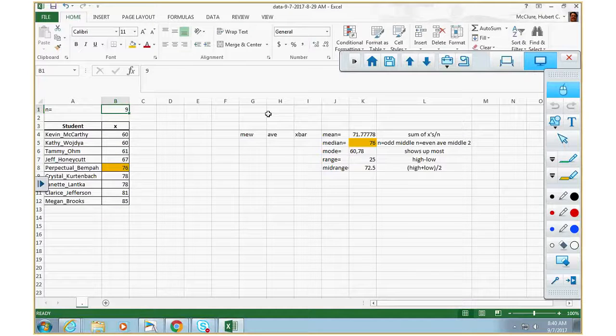Now, the reason I go over that is because when we do standard deviation formulas, you're going to have N. And some people blank out and don't know what N is. Well, N is the number of test grades. All right, so here we go. Variation.